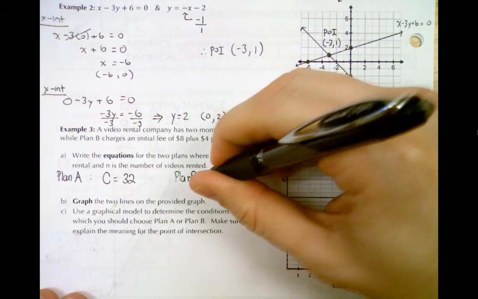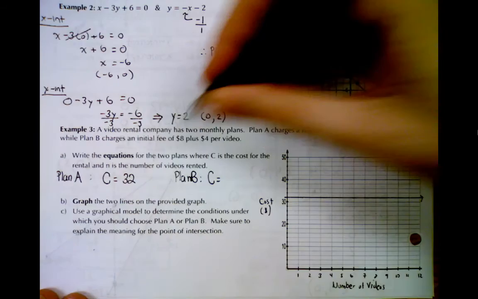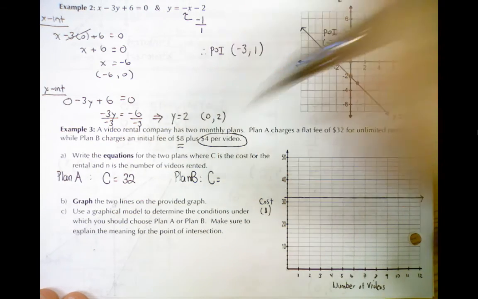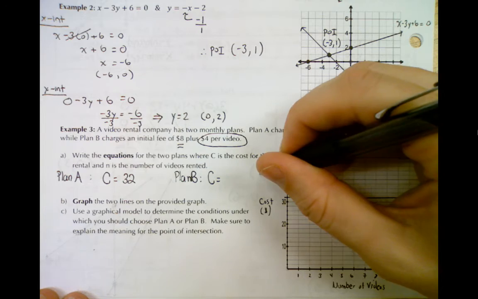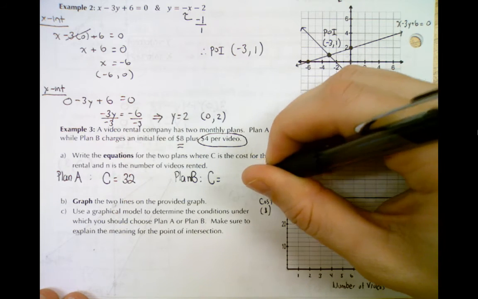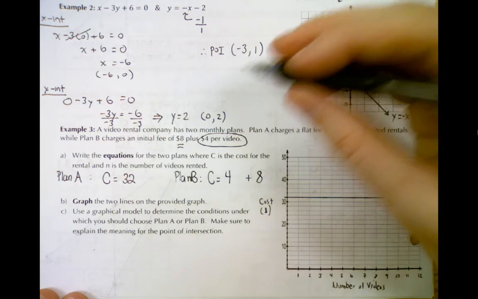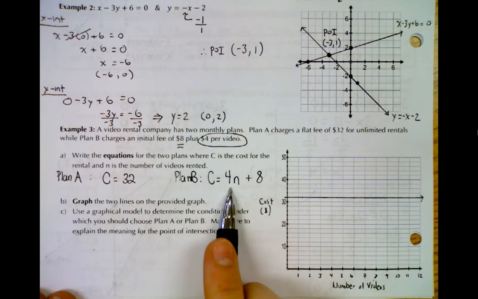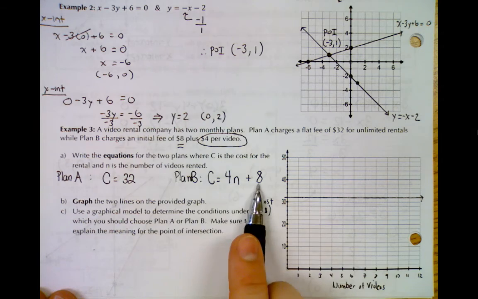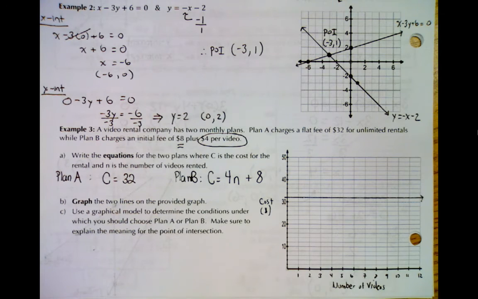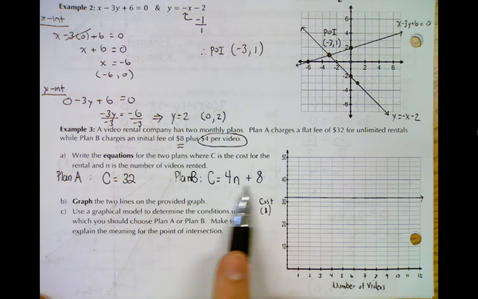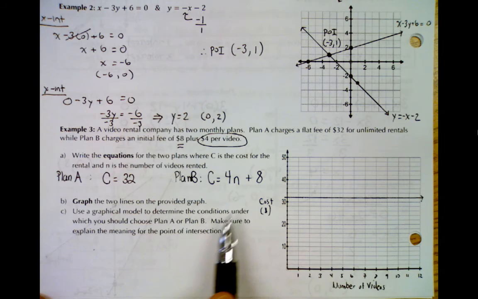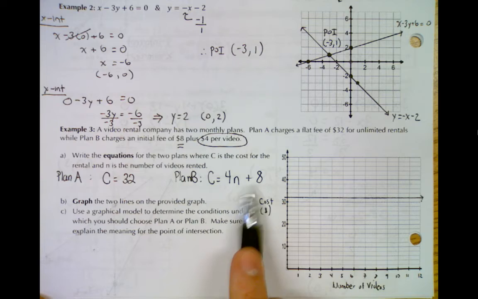Plan B, the cost starts at $8 plus $4 per video. So 8 is our start plus $4 per video, and videos are N, so it's 4N. 4N, $4 per video, plus 8. How would we graph that? Well, this is y equals mx plus b form. y equals m, slope, x plus b. So we're going up $4 for every video, starting at 8.